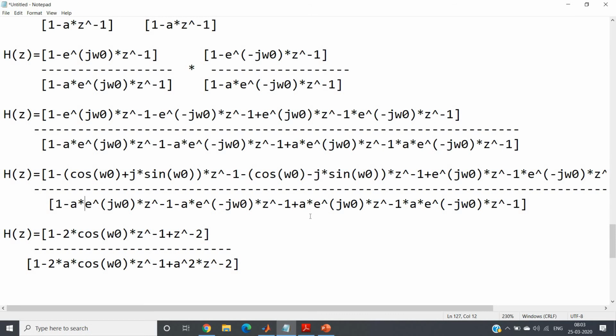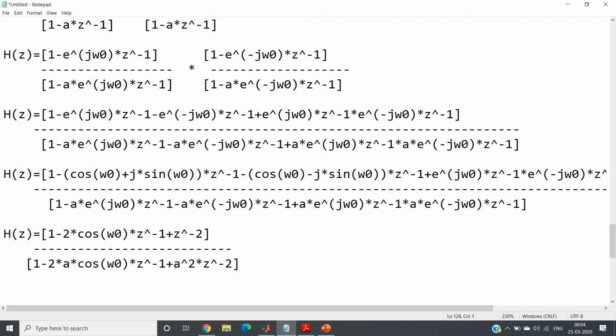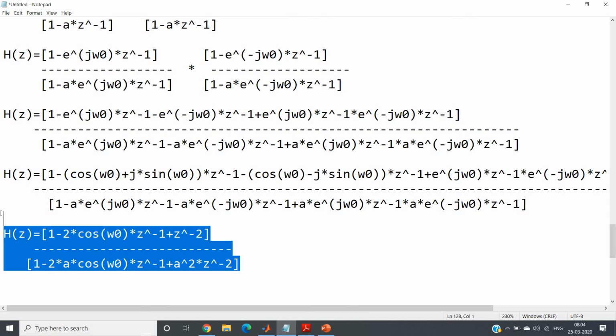Why a square? Because when we take this particular term, eventually what will happen, a into e to the power j omega naught z to the power minus 1 into a into e to the power minus j omega naught z to the power minus 1. So z to the power minus 1 z to the power minus 1 will become z to the power minus 2. e to the power j omega naught multiplied by e to the power minus j omega naught will become 1. a into a will become a square, right? So that I have written here, a square z to the power minus 2. So our hum removal filter magnitude transfer function becomes this one.